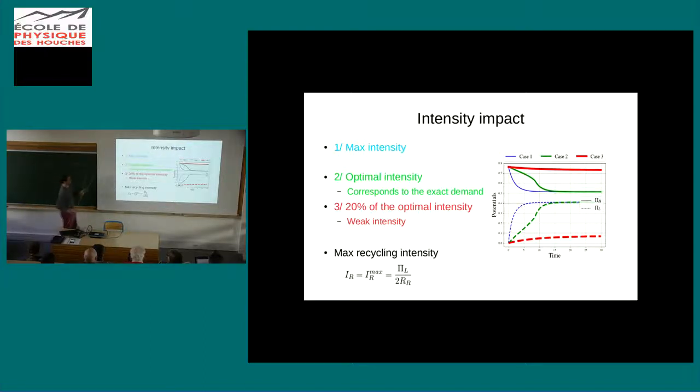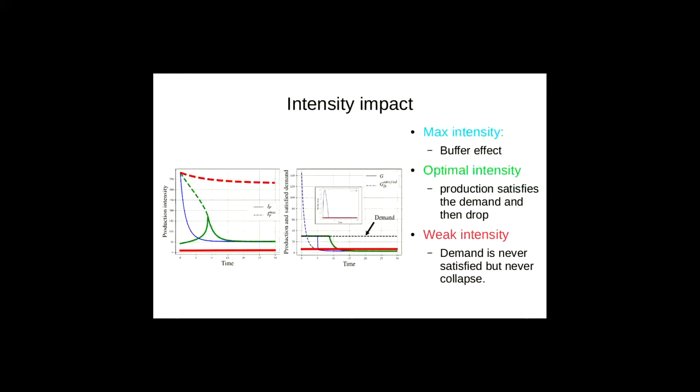If you have an optimal intensity that corresponds to the exact demand, it is not exactly the same story, but the pinching of the potential is a little bit slower, and we still have the same value of difference of potential at the end. We can now choose to produce 20% of the optimal intensity, so we cannot produce the quantity of goods that we need, but in that case the difference of potential stays large, and we can always produce. This can be seen also here.